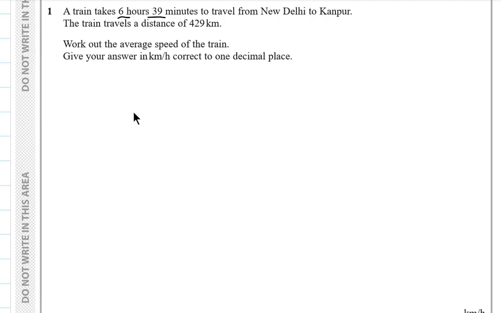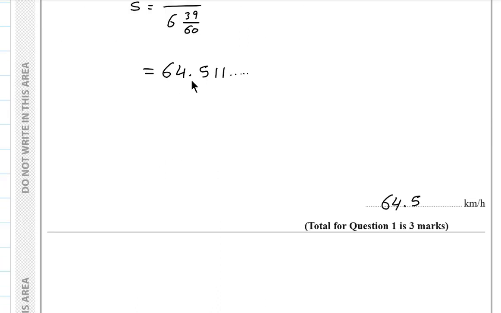Okay. Of course, we know that the speed is equal to total distance, which is 429, divided by total time, which is 6 hours and 39 minutes. But we are required to write it in hours only, so I can write it as 6 and 39 out of 60 as a mixed fraction. Okay. After calculating this, it will be 64.511 and so on. To write it in one decimal place.